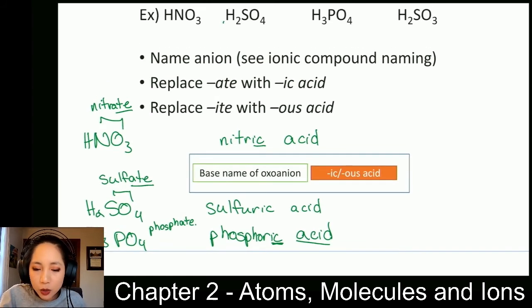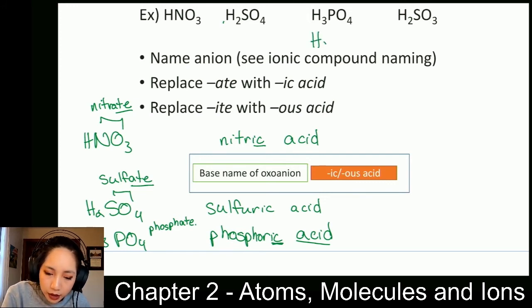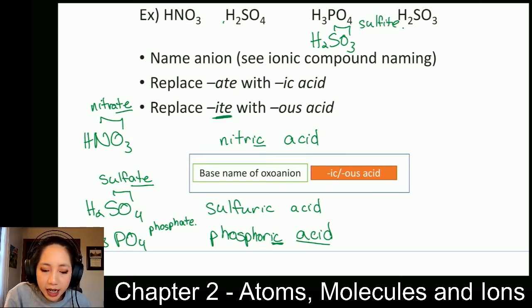And then the last one, H2SO3. So SO3, I don't have room here. H2SO3. SO3 is sulfite. So if it has an ite ending in the oxoanion, we change it to ous acid. So sulfite becomes sulfurous acid.